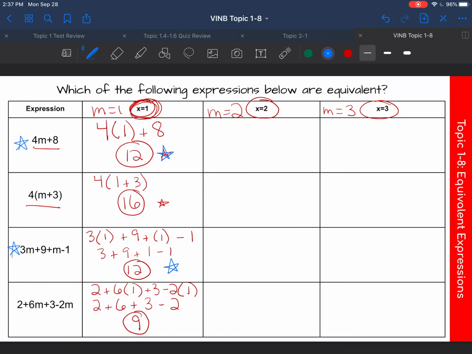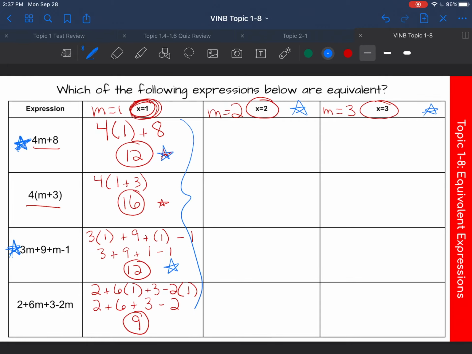But if you think back to science class, when you do an experiment, you can't just do an experiment once. You have to do it more than once to test it, just to make sure. So we're going to do 2 more examples just to make sure that our hypothesis is correct, that this 4m plus 8 and 3m plus 9 plus m minus 1 are equivalent.